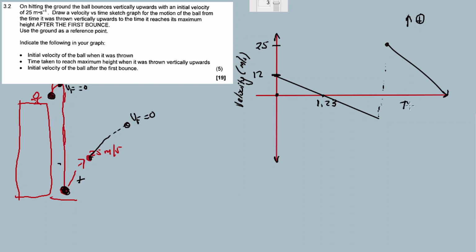So on the x-axis we have time. You need to label your x-axis and your y-axis. So this is the sketch, the velocity versus time graph.